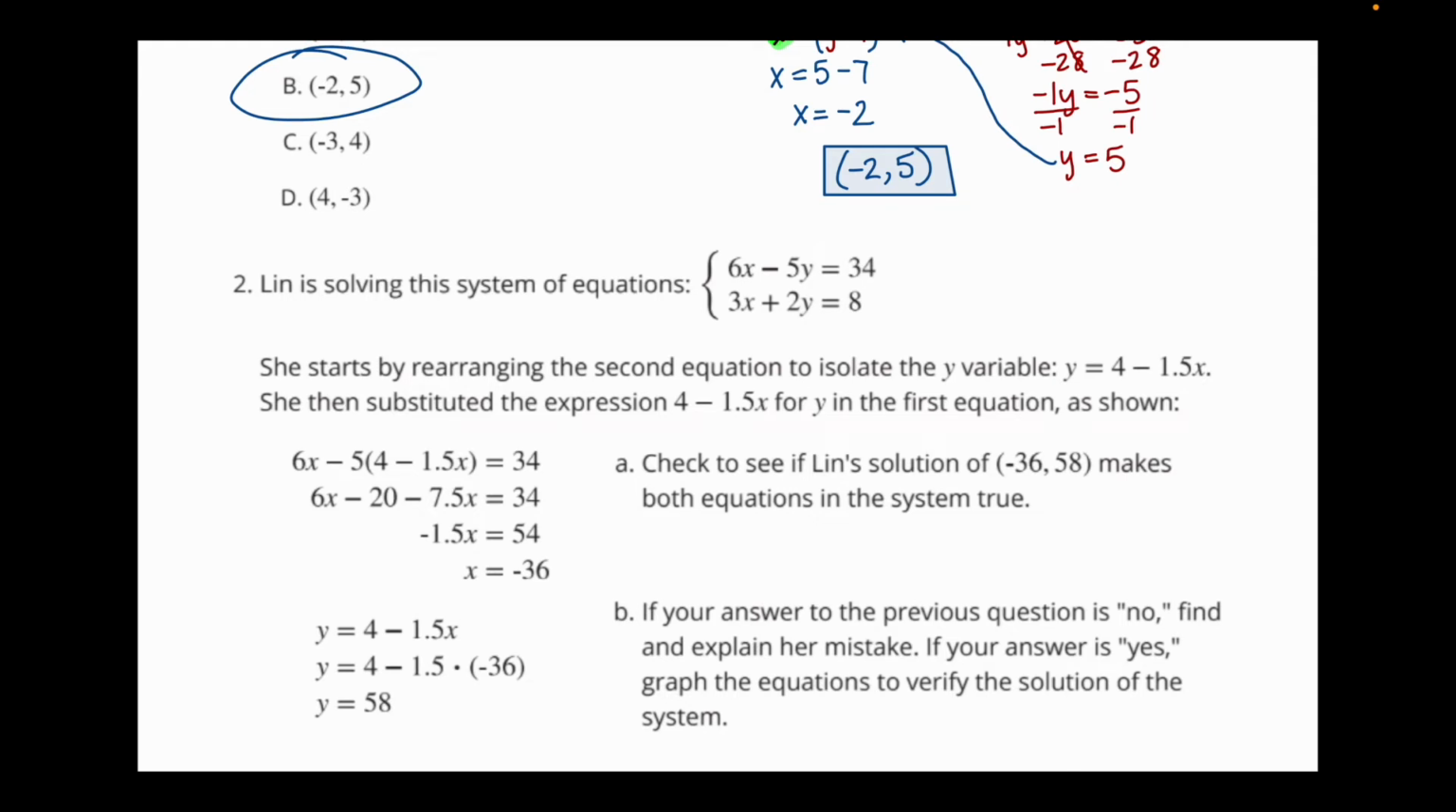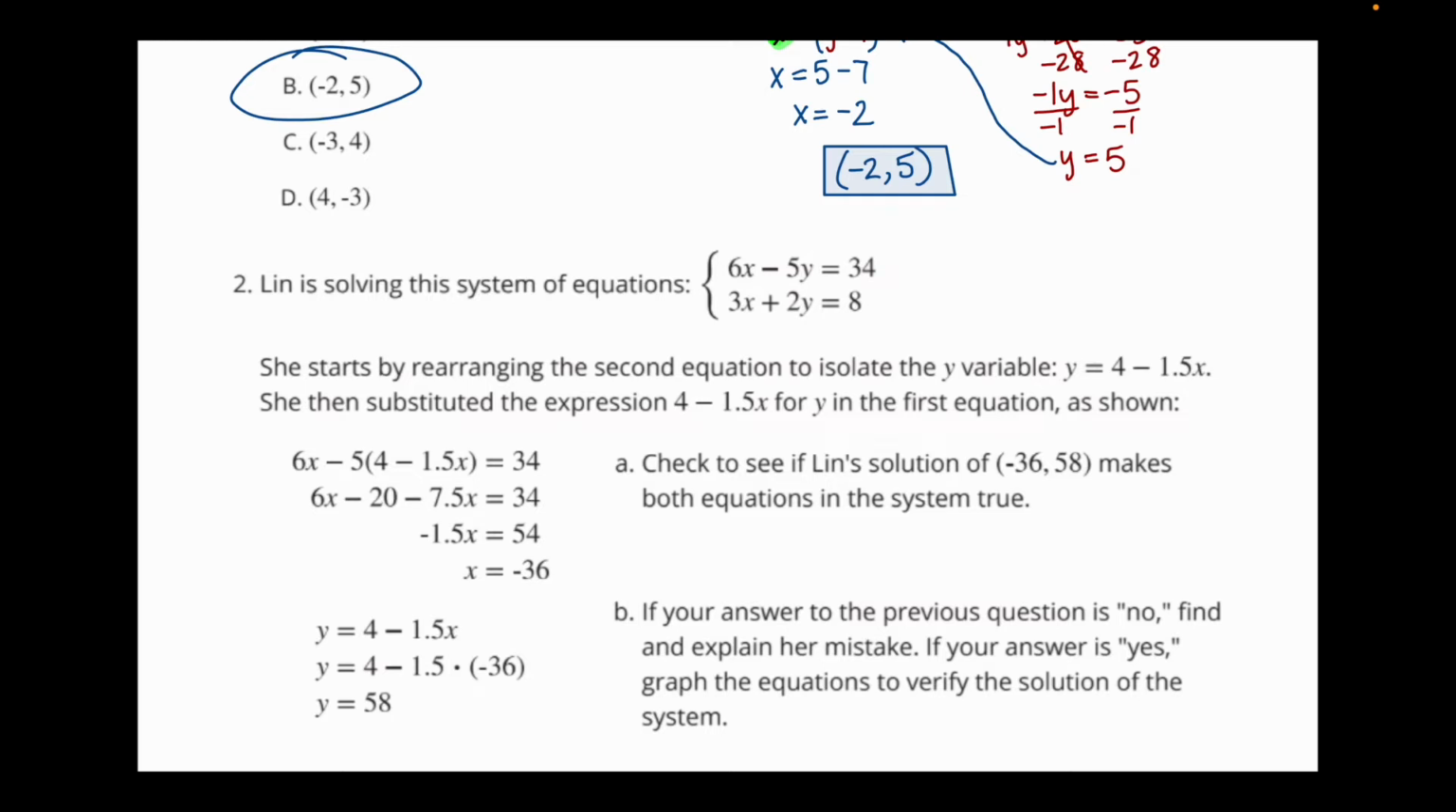So Lynn is solving this system of equations. She starts by rearranging the second equation to isolate the variable and creates y equals 4 minus 1.5x, and then substitutes that into the first equation as shown. So we want to check to see if Lynn's solution makes both equations true. So let's do that first. Lynn's solution is negative 36 and positive 58.